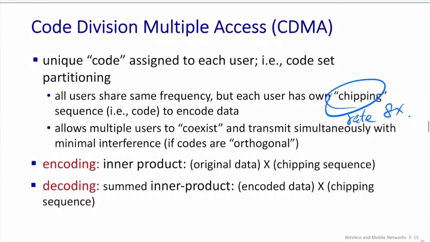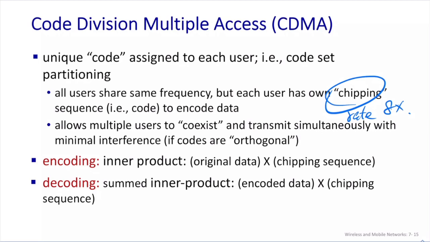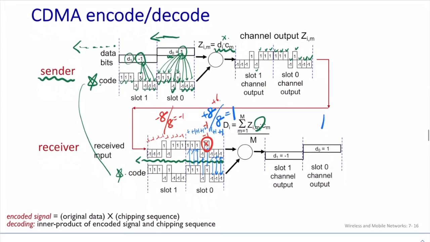Okay, the next one is called CDMA. We have talked about different multiple access methods, for example FDMA and TDMA. We can divide the frequency or divide the time into different time slots and different frequency bands, and different users use different time slots and different bands, and collision would not occur, right? But currently, we have another multiple access method called CDMA.